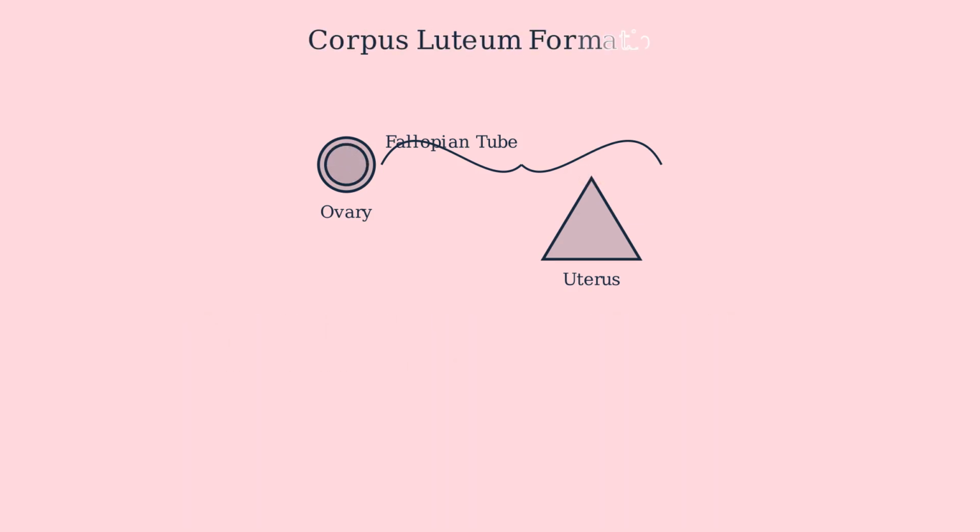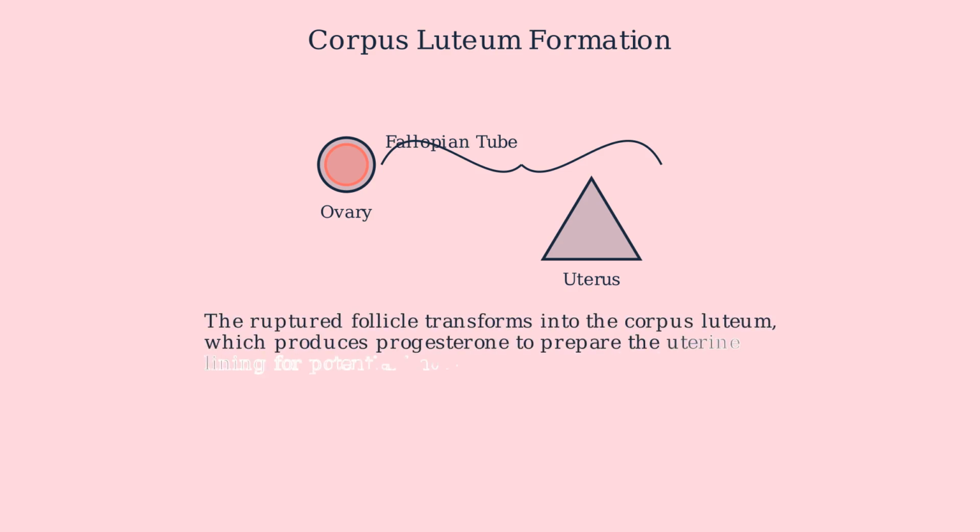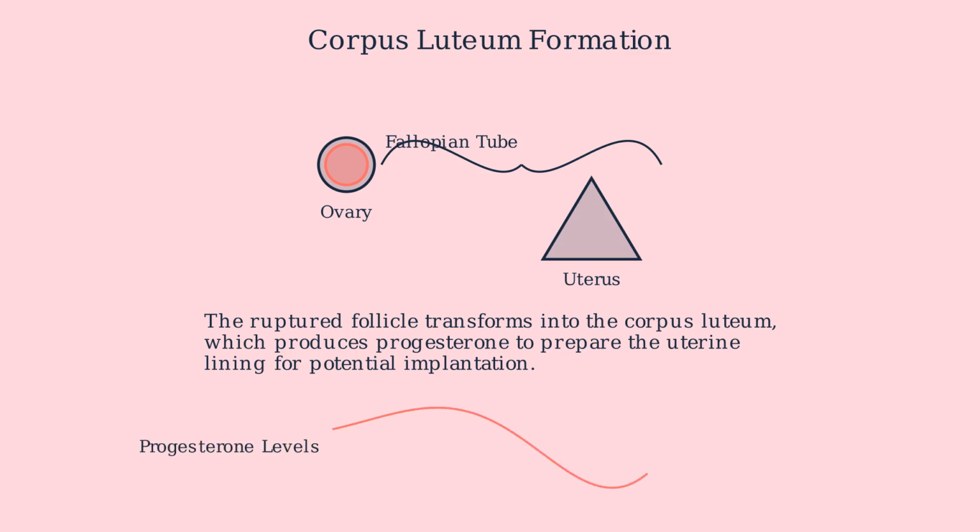Meanwhile, back in the ovary, the ruptured follicle transforms into a structure called the corpus luteum. The corpus luteum produces progesterone, a hormone that prepares the uterine lining for potential implantation of a fertilized egg.